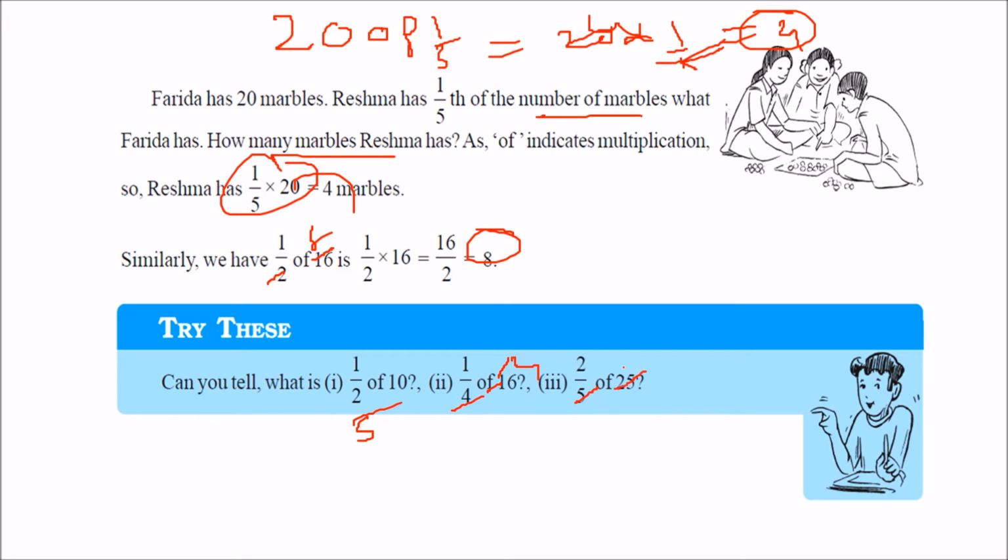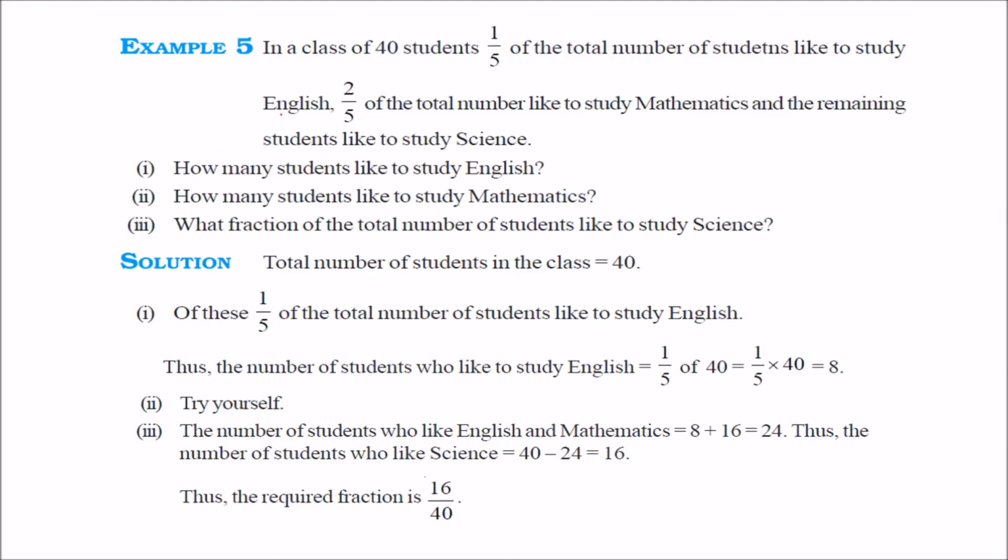Okay. Now in a class, 40 students, 1 by 5 of the total number of students are likely to study English. So 1 by 5 of 40, how much does it become? 5 8s are 40, so 8 English. 2 by 5 of the total number are likely to study mathematics. So 2 by 5 of 40, 5 8s are 40, 2 8s are 16. 16 are mathematics. And the remaining students like to study science.